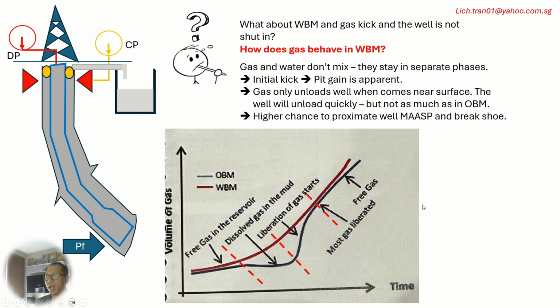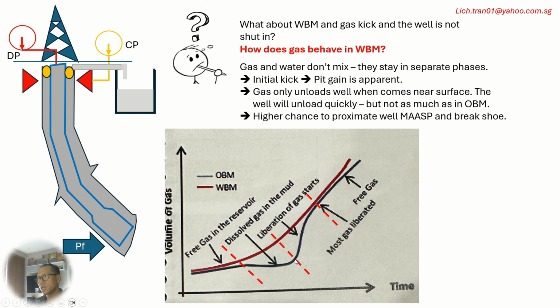So to summarize the behavior of gas in oil-based mud and water-based mud, this is what we have. We have the red line for water-based and the black line for oil-based. Initially, when the gas is still in formation, there's not much to say. But once you have the kick, after this first red line here, you will notice pit gain and an increment in flow line return on the red line for water-based mud. Apparently, you will see it. But in oil-based mud, you don't see it because gas disperses and dissolves in the mud.